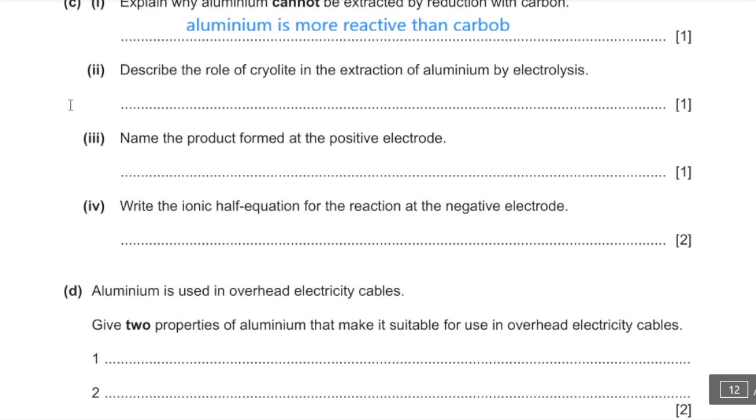2. Describe the role of cryolite in the extraction of aluminium by electrolysis. Since it decreases the melting point of aluminium oxide, it reduces the energy required to melt aluminium oxide, and that in turn reduces the cost.